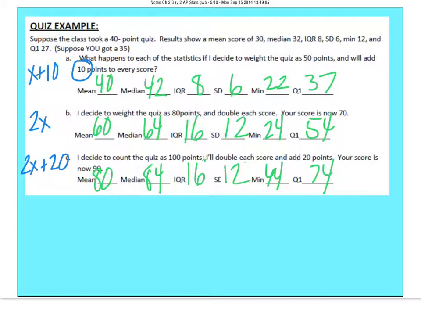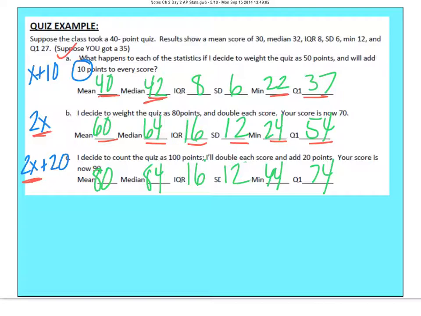For part A here, we're going to change the mean and the median. The min and quartile 1 will also change, but our measures of spread won't. For part B, everything does change. So all of these components are going to be doubled from what they originally were. And for part C, we can actually piggyback off of B since this was 2 times x and this is 2 times x. All I have to do for part C is take part B and add 20 where it's relevant. Be careful on this.